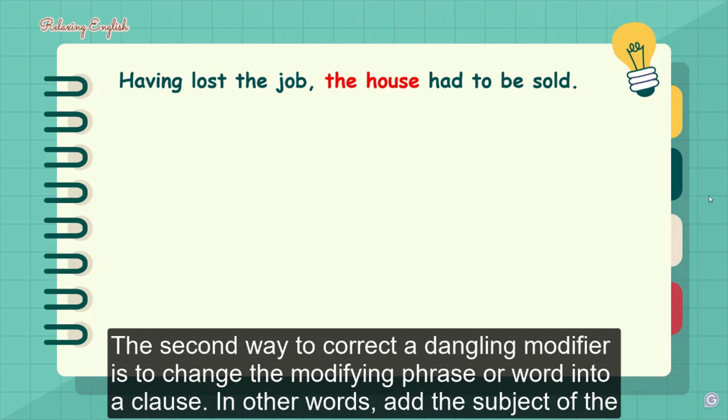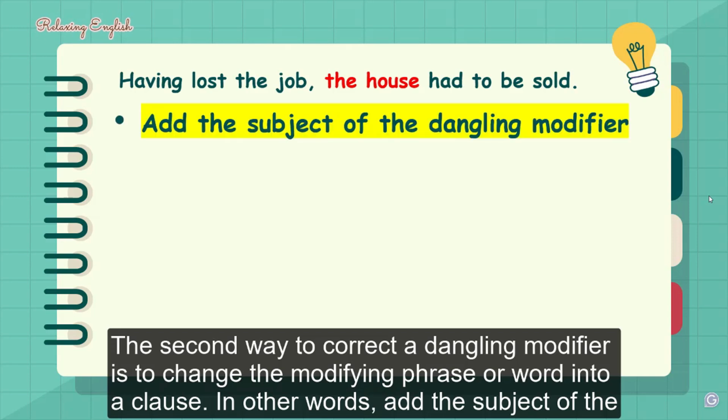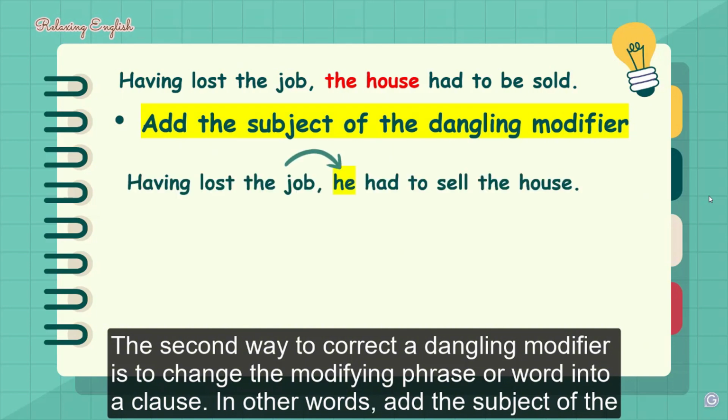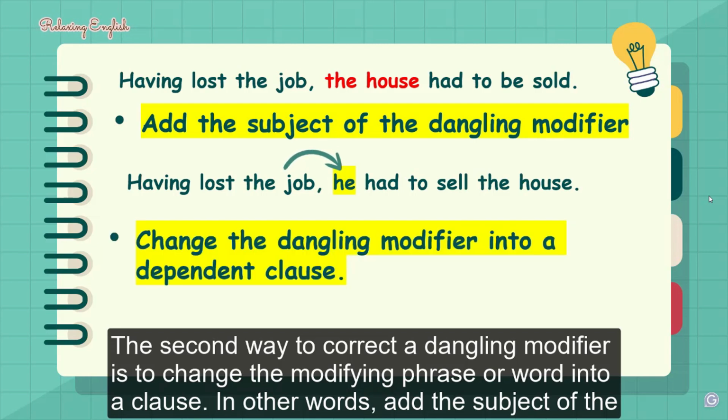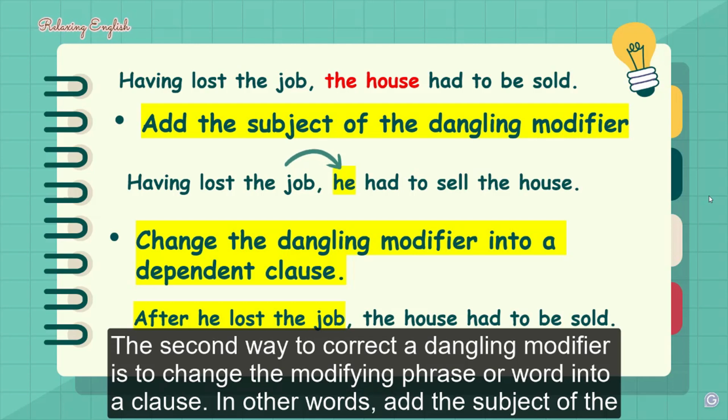Having lost the job, the house had to be sold. You should add a subject for the dangling modifier. Having lost the job, he had to sell the house. Because who lost the job? He. And who sold the house? Also still he. Or you can change the dangling modifier into a dependent clause. Because a dangling modifier is a phrase, we can change it into a dependent clause. After he lost the job, the house had to be sold. So the dependent clause here replaces the dangling modifier. We change it from an incorrect sentence into the correct one by changing it into a dependent clause.